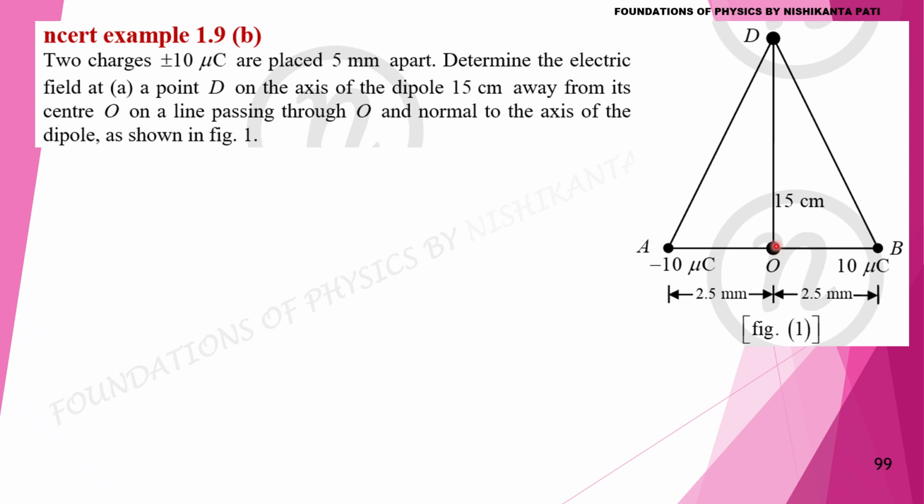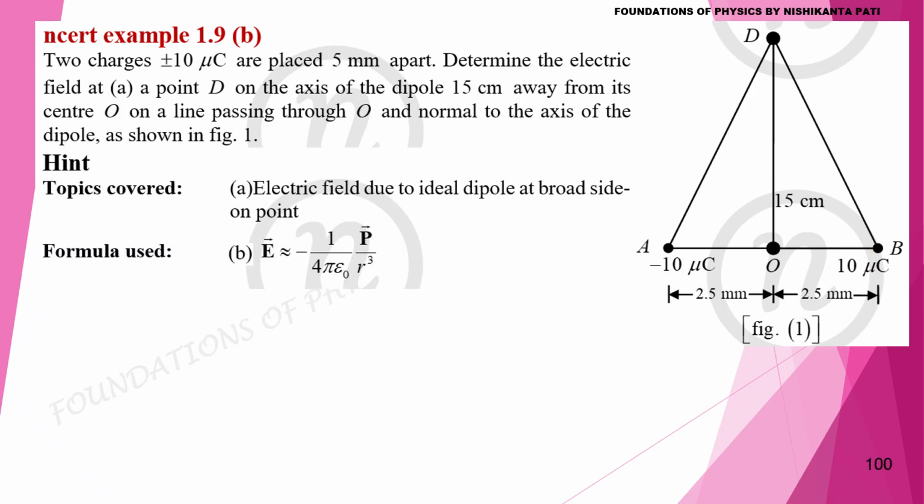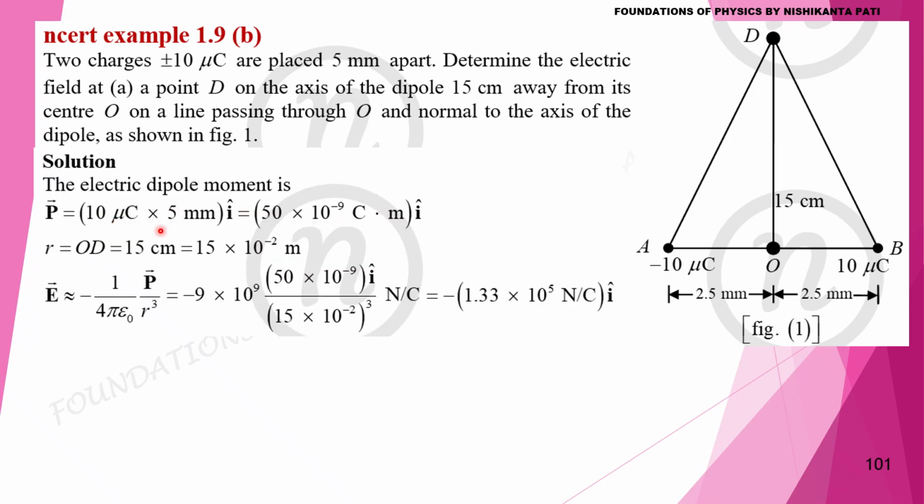Again, the distance is much greater than the separation between the two charges, so the dipole behaves as an ideal electric dipole. Hence the formula for electric field is this. The distance R is OD, given, then the electric field we can solve. The electric field is opposite to the positive x-axis. That means the electric field at D is this way.